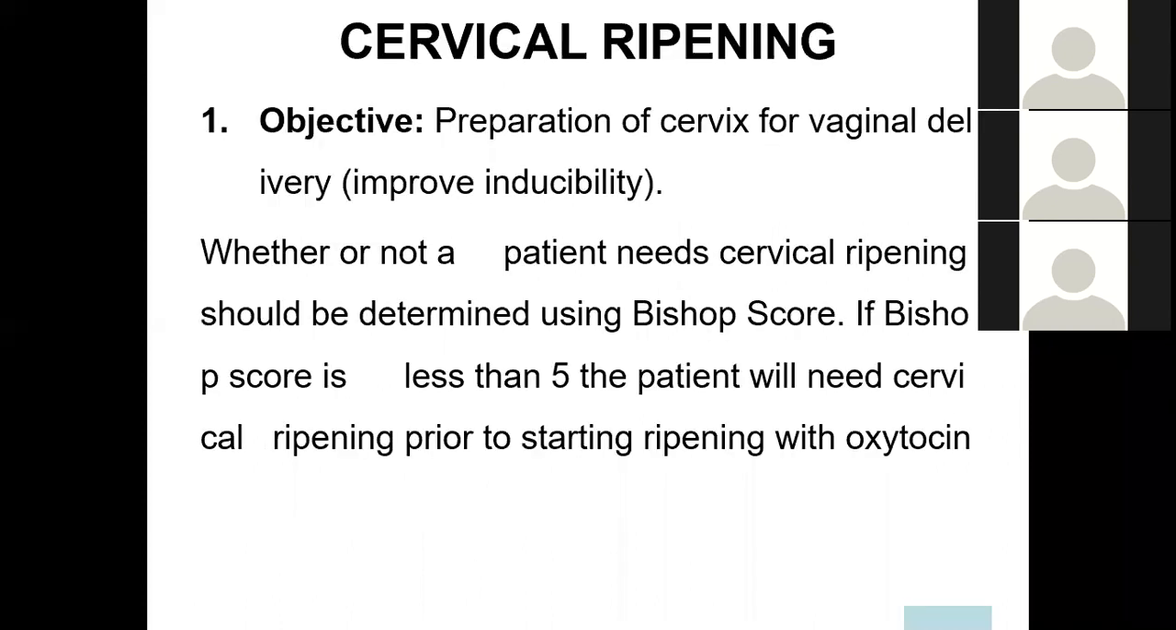So our objective in cervical ripening is to prepare the cervix for vaginal delivery. That's to improve inducibility of the cervix. Whether or not the patient needs cervical ripening should be determined using the Bishop score, which we'll see in the next slide. If the Bishop score is less than 5, the patient will need cervical ripening before or during the induction of labor.